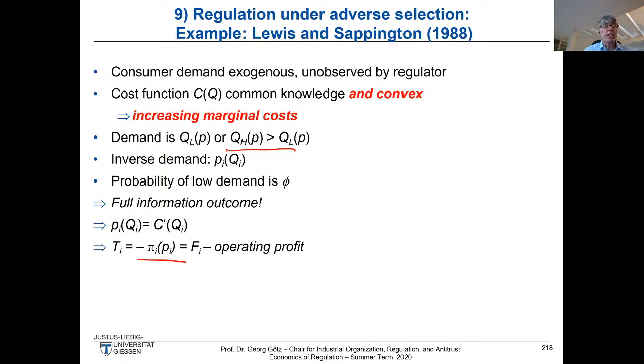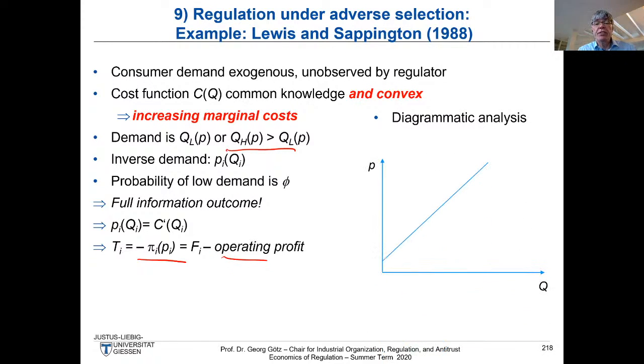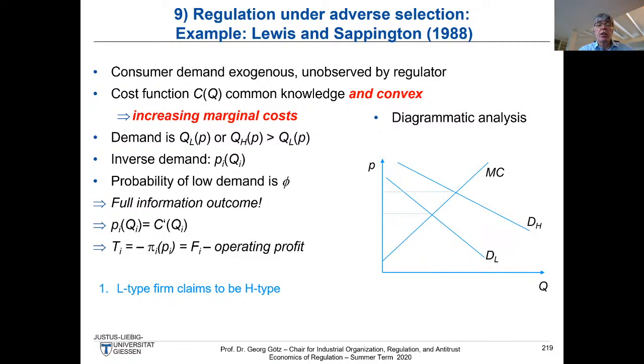What we have to take into account here is that the firm will make some operating profit. That's what we immediately see in the diagram, because here you have marginal cost, price and quantity, high demand and low demand. Now, what is clear, we always get price equal marginal cost. So the high type would have this price prescribed, the low type would have this price prescribed.